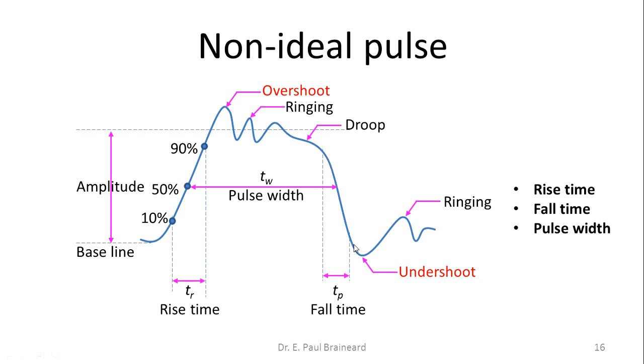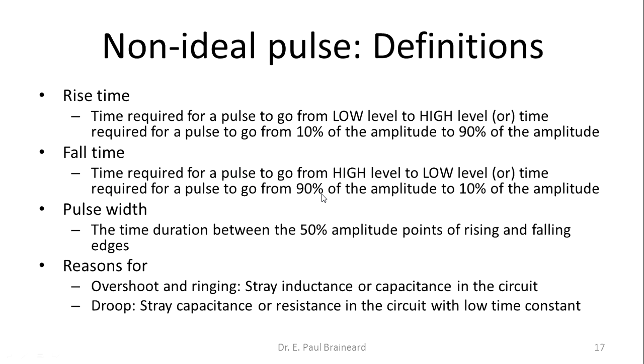Well, going from low level to high level is not defined, for the reason it is really difficult to get the low level point and high level point. That is the reason why we go from 10% to 90%. There is another important definition, that is pulse width. Pulse width is defined as the time duration between the 50% amplitude points of rising and falling edges. So all the definitions are here. I'll just put them over.